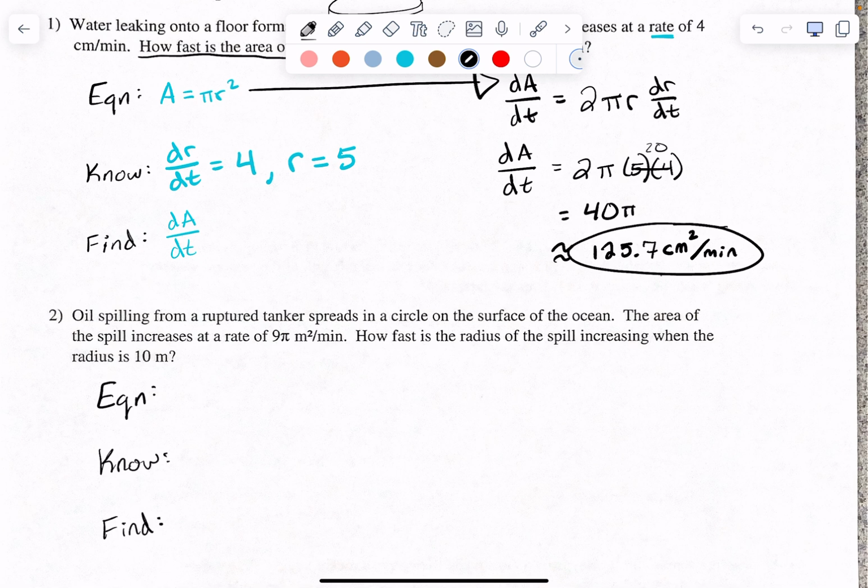Okay. All right, I'll get you started. Oil is spilling from a ruptured tanker and spreads in a circle on the surface of the ocean. Circle. We're talking about the area of a circle. This is uneventful because this is the same as what it was before. Area equals pi r squared. All right, your turn. Go.